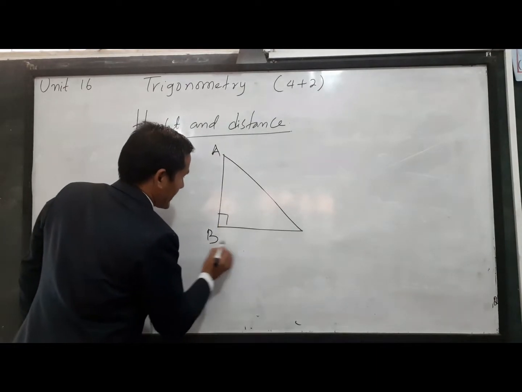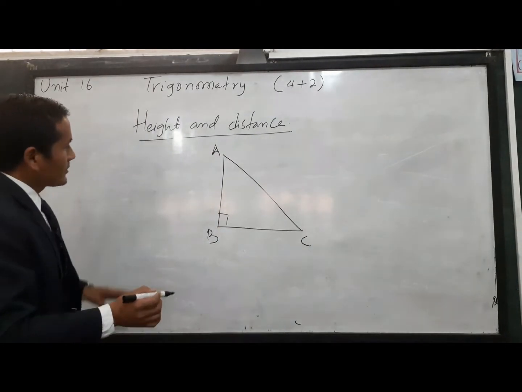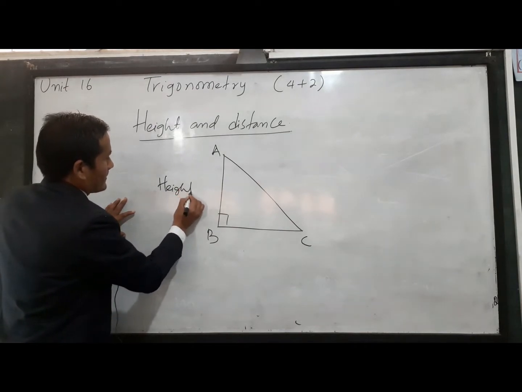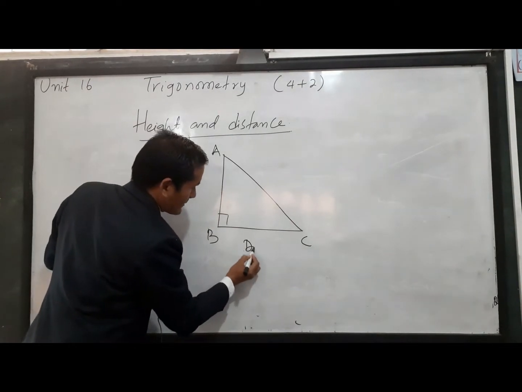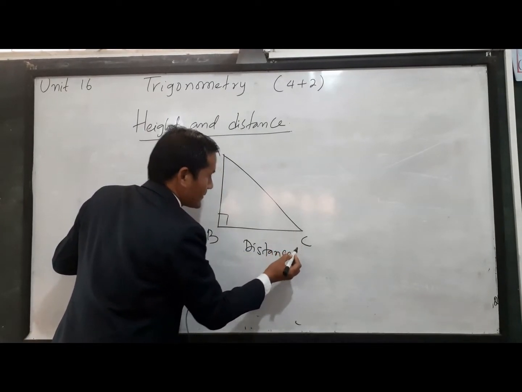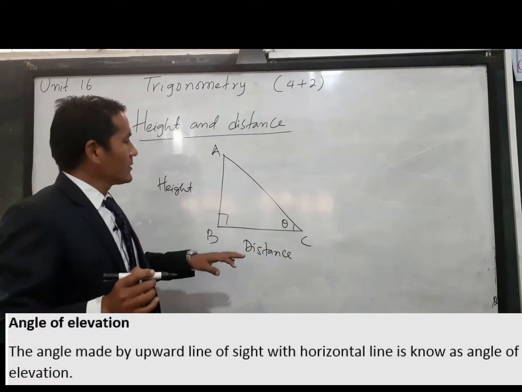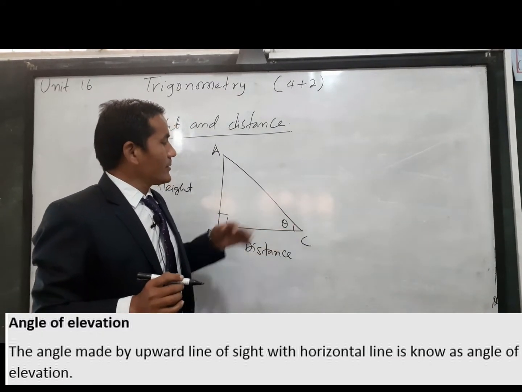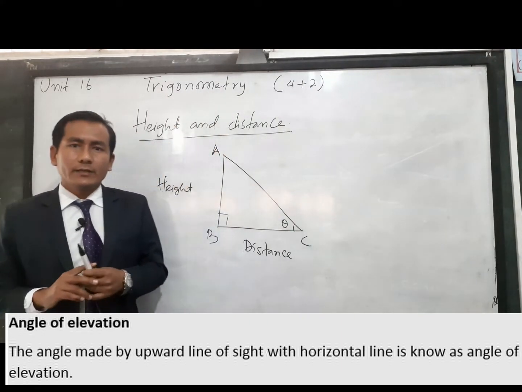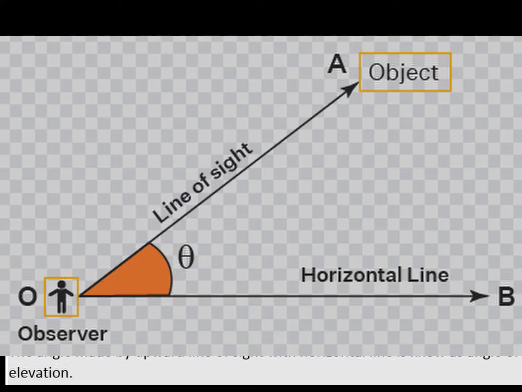I have drawn here right angle triangle ABC. AB is called the height and BC is called the distance, and if the object is here, then we have an angle of elevation. If you are standing in front of a building, tree, or tower and you are looking up, then an angle of elevation will be formed with the line of sight.